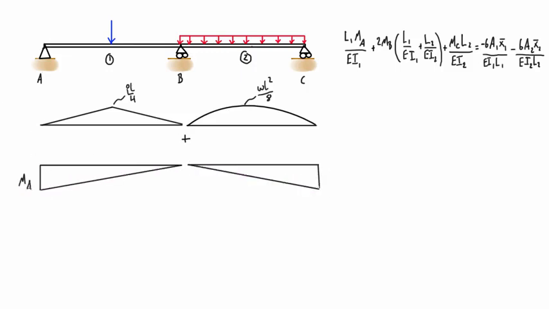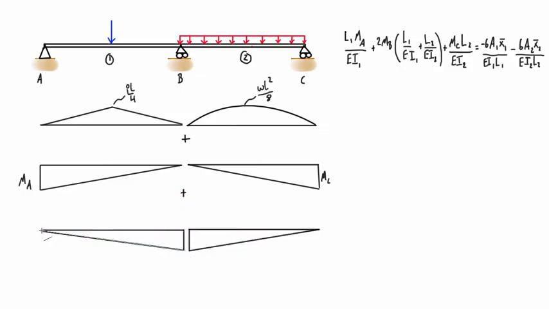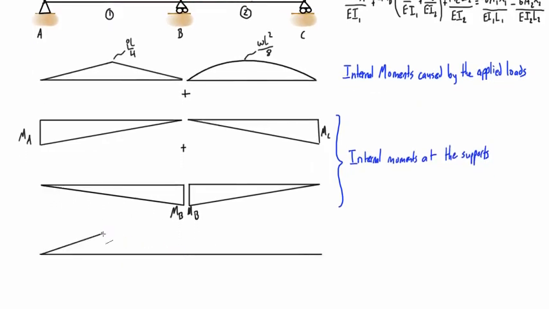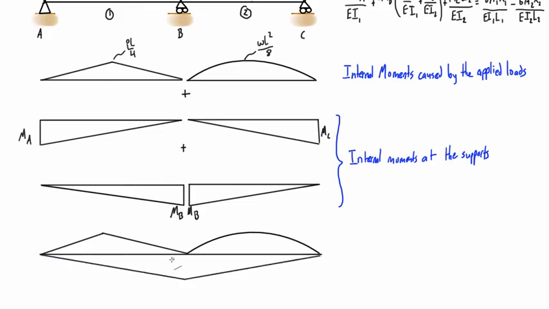But in this case, we'll get to it in a second, we do know that M_A and M_C are going to be 0 anyways. And then we also draw the internal moment at point B here due to the reaction at B. Okay, so we have the internal moments caused by the applied loads and the internal moments at the supports. And if we were to add those together using the principle of superposition, we would end up getting something that looks like this for this problem.